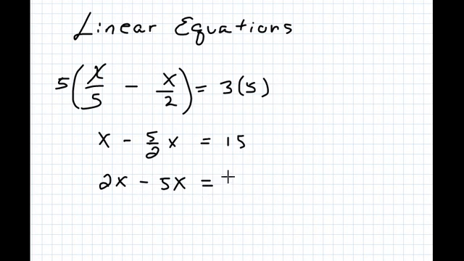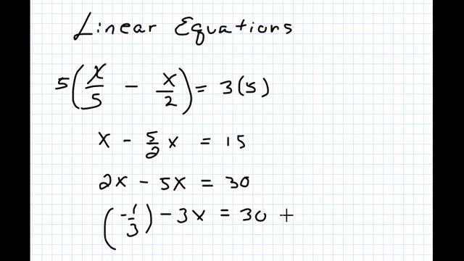2 times 15 is 30. So now we have 2x minus 5x, that's a negative 3x, equals 30. And then I'm going to multiply both sides by a negative 1/3. Alright, and so we end up with x is equal to negative 10, and we can plug that back into our original and actually test that out, and that should work out.